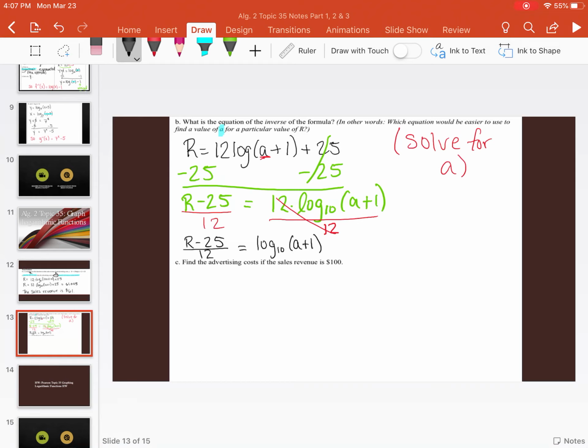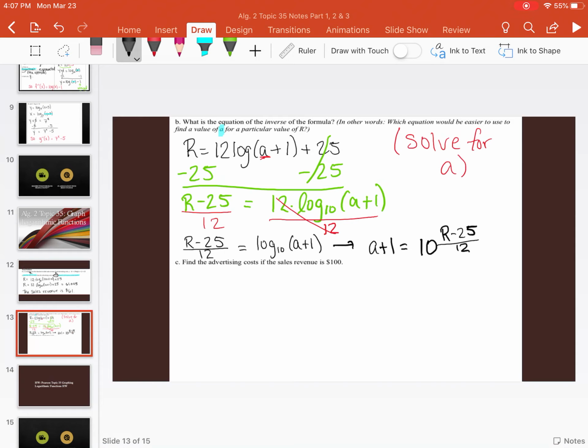Now we can rewrite this, because in order to undo a logarithm, the inverse is an exponential. So we can rewrite this as the left side becomes my new exponent, and we use our base. So we have 10 to the R, oops, let me undo that. Let me write it how we have been seeing it. A plus 1 equals 10 to the R minus 25 over 12.